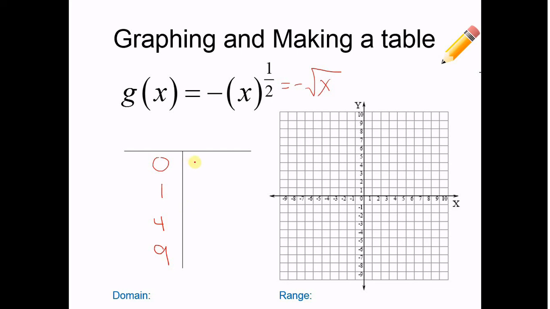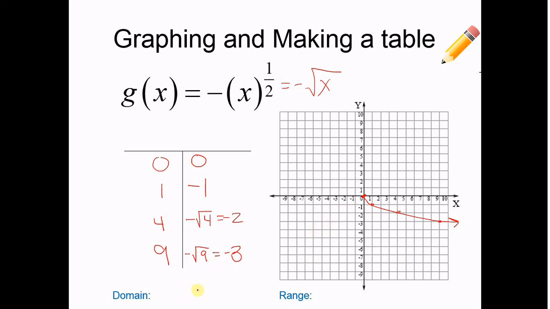Square root of 0, that should be 0. Square root of 1, 1. Negative, that's a negative 1. Negative square root of 4, that's negative 2. Negative square root of 9, well, that's just negative 3. So let's go ahead and graph this. We have 0, 0, 1, negative 1, 4, negative 2, oops, and 9, negative 3. Shoot off into the corner just like so.